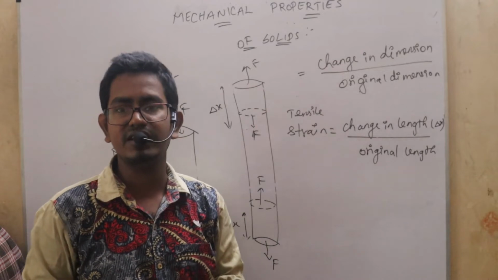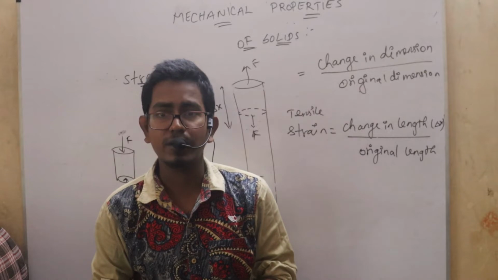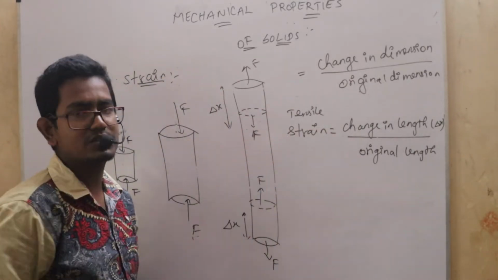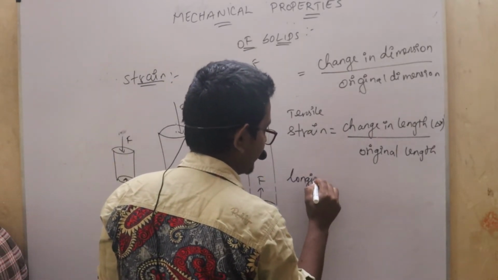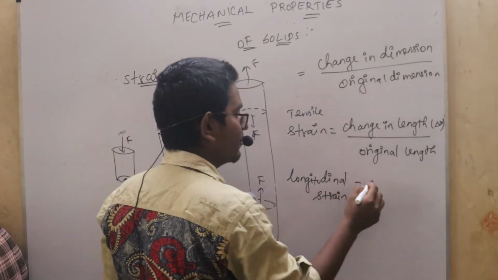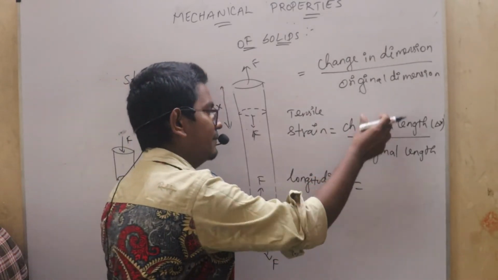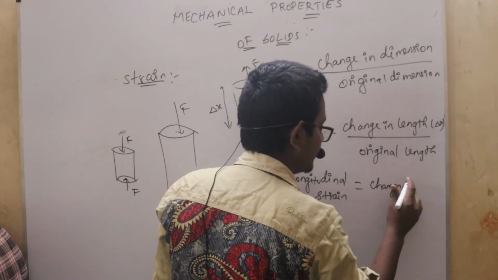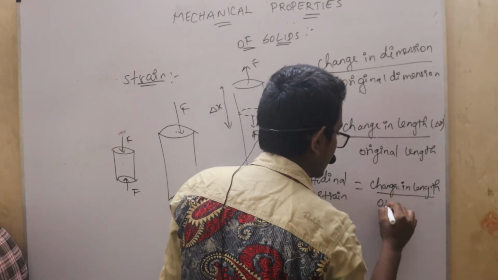As we studied, the tensile stress and the compressive stress come under longitudinal stress, as the forces are acting along its length. So as it is, here too the tensile strain and compressive strain will come under longitudinal strain. And what is the definition for the longitudinal strain? Nothing but the same. The ratio of the change in length to its original length is known as longitudinal strain. Change in length upon original length.